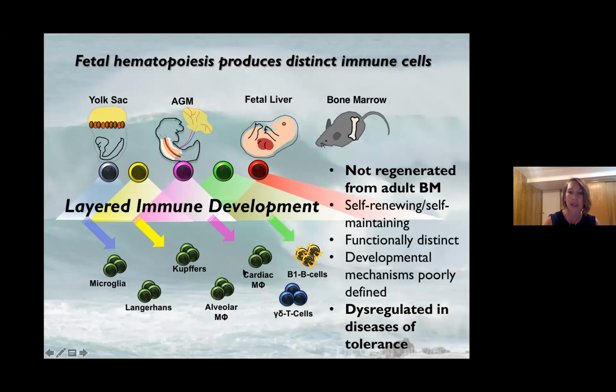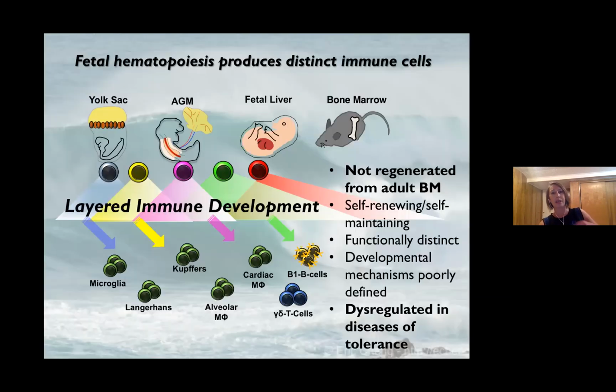But what I want to talk to you about today is a different angle, which is that many of these cells are dysregulated in diseases of tolerance. These cells are made very early in development. They populate tissues and help form tissues during development. And then at some point, they can become dysregulated and cause diseases of tolerance, such as asthma and autoimmune disease.